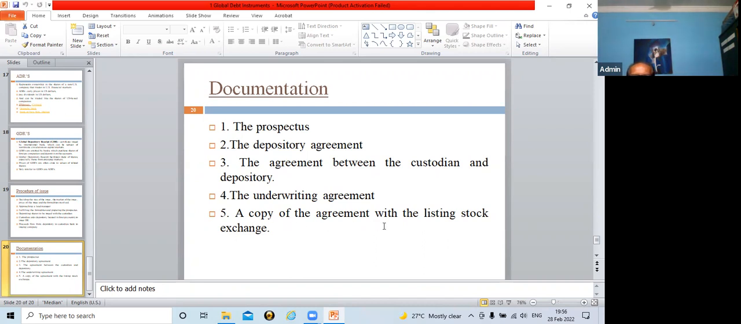Then a copy of the agreement with the listing stock option. So basically there are only two documents required: one is the prospectus and the other is the agreement. Remember these two points, prospectus and agreement. These documents they need to prepare. So this was about ADR and GDR.